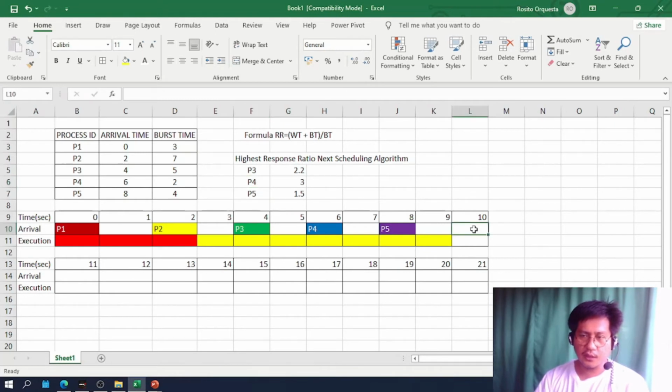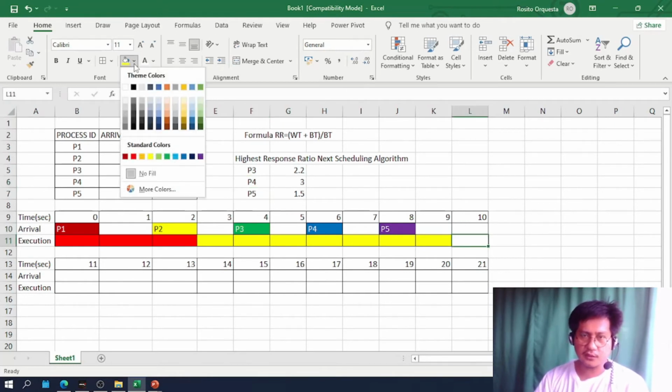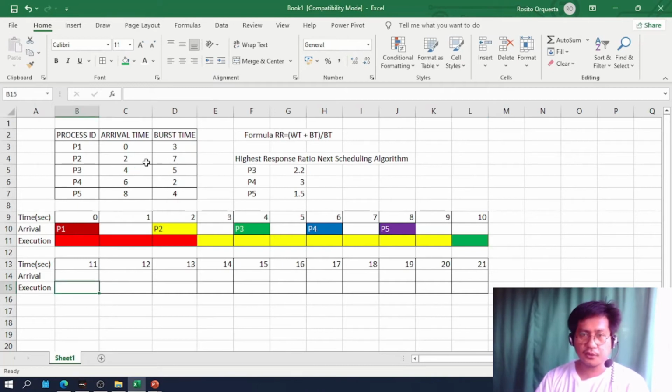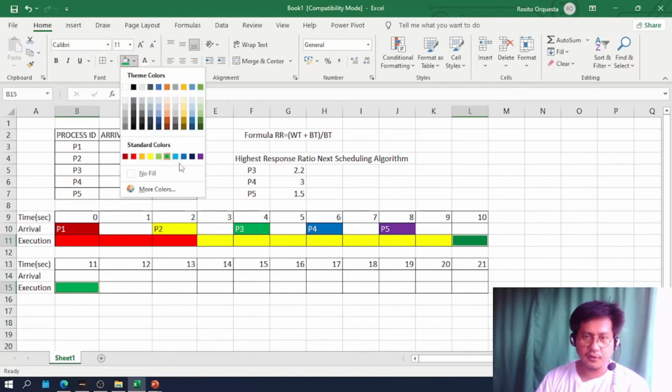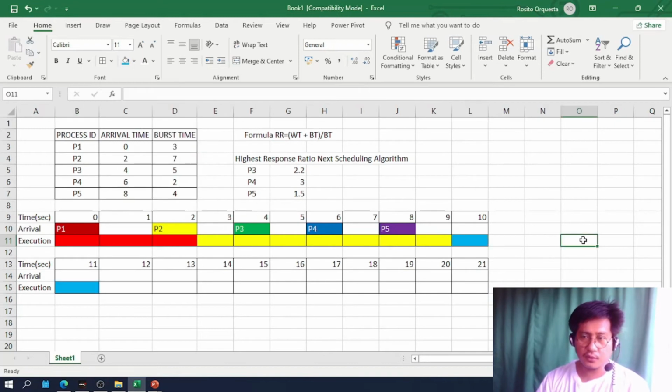So at around time 10, we're going to give processing time to P4, or process 4. It has a burst time of 2, so we accommodate 2 time slices for P4. I'm sorry, this is P4, so it should be in blue. Okay, P4.